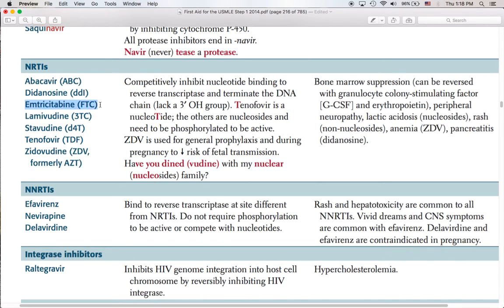E is emtricitabine. I think it causes hepatic toxicity, but I don't think that one's as high yield. But the one that's really high yield is going to be didanosine. Didanosine causes pancreatitis, okay? And the way I think of it is the letter D kind of looks like the letter P. I know it's not great, but it's just another way to try to remember that didanosine causes pancreatitis. So those are the NRTIs, last Z. Just say it over a few times to yourself and it'll help you remember it.